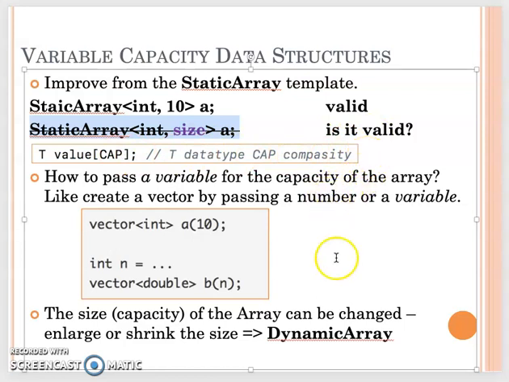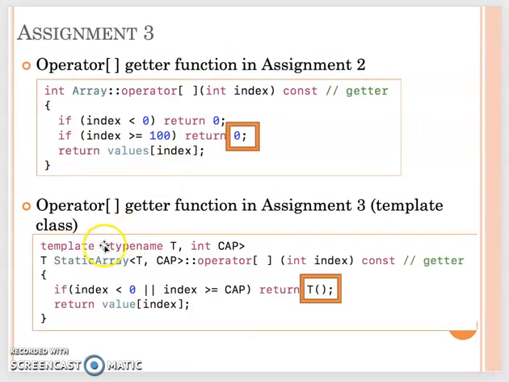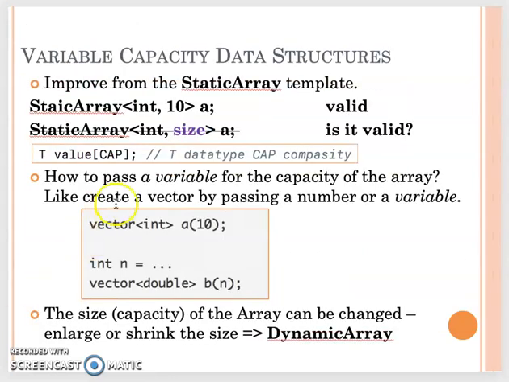But now in our dynamic array, we do want to let the user specify their capacity size. So how do we pass a variable for the capacity size of the array? We cannot use the angle bracket, because the angle bracket is for our type name and the int cap we define. So in order to pass a variable name through the constructor, we need a different approach.